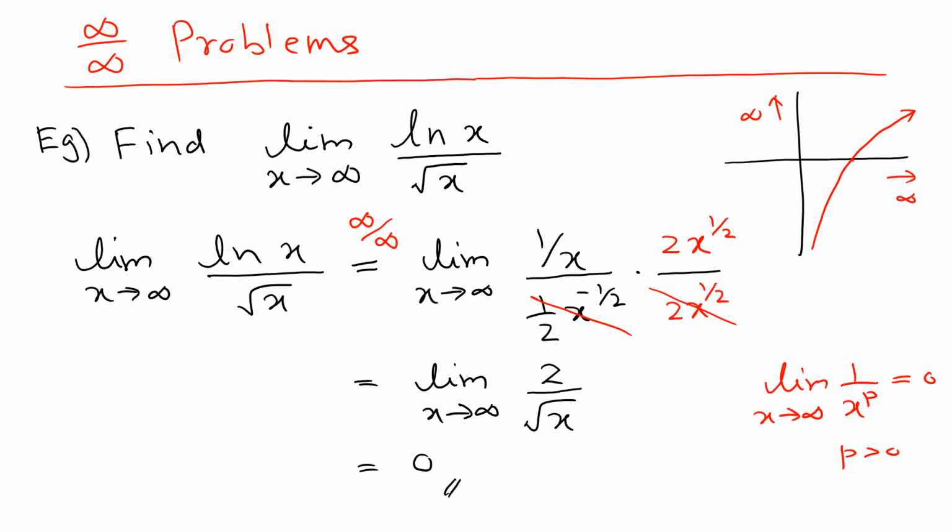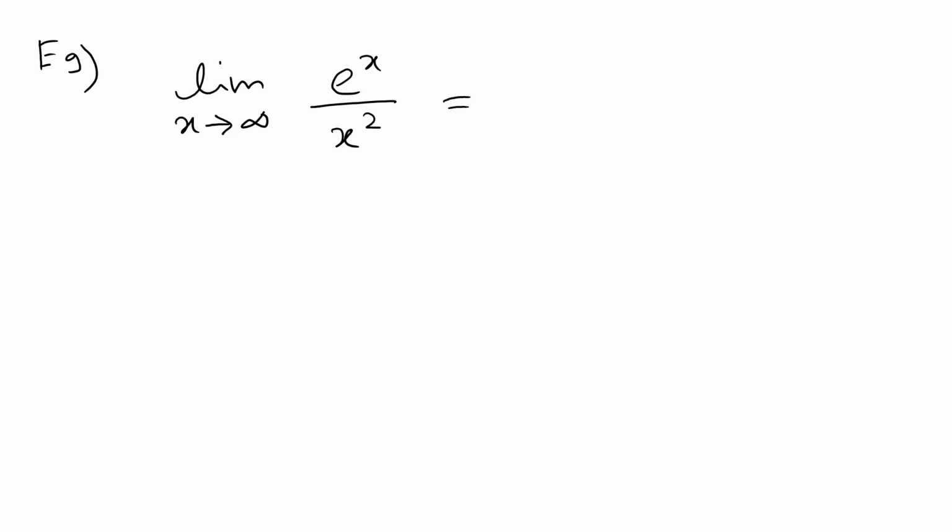So let's do one more infinity problem. We have the limit as x goes to infinity of e to the x divided by x squared. And clearly, we know the graph of the exponential function. The graph of the exponential function looks like this. It passes through 1 and grows exponentially. That's why I call it exponential. And then you can see in this case also, when x goes to infinity, the top goes to infinity and the bottom goes to infinity. So it's an infinity over infinity problem.